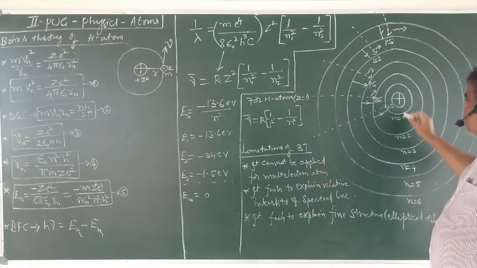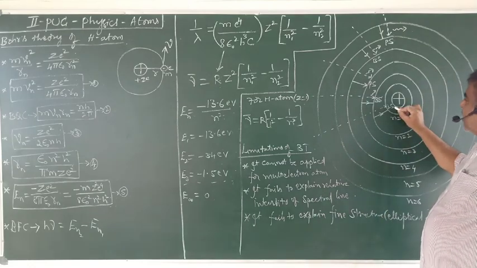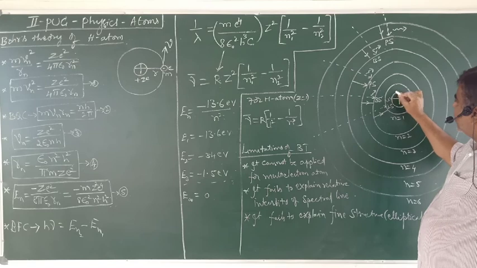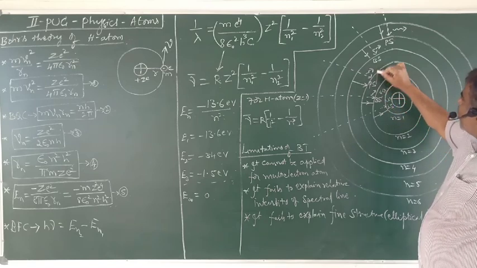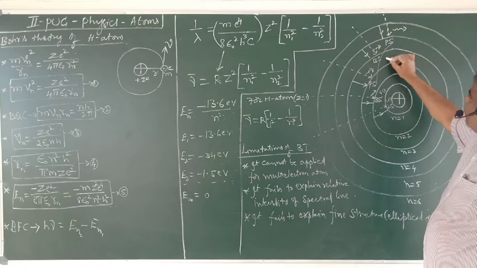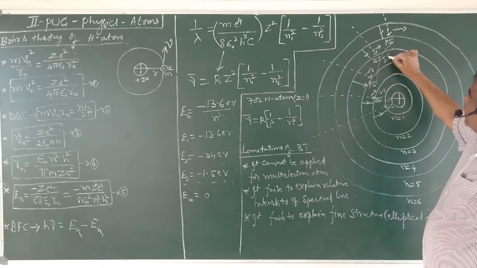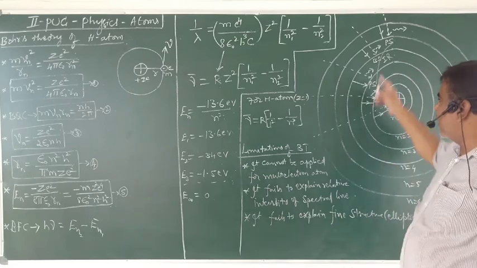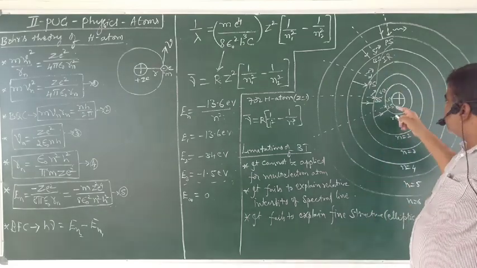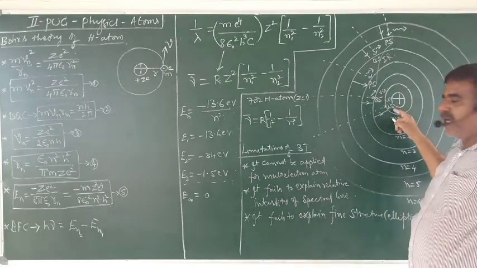Okay? So this Lyman series lies in the UV region, this Balmer series lies in the visible region, and the Paschen, Brackett and Pfund series lie in the infrared region. Those radiations are infrared radiations. These are the high energy radiations, UV radiation.